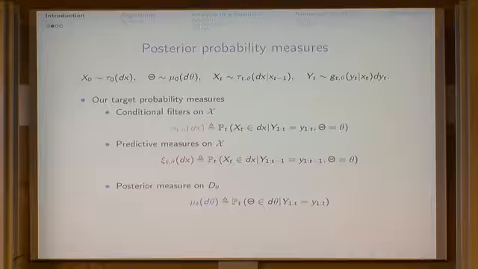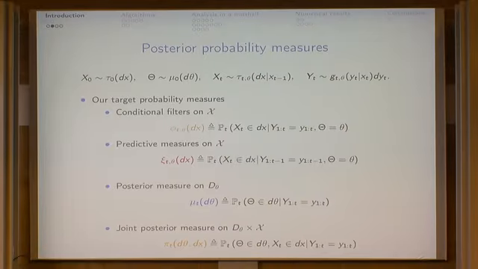And today we are particularly interested in the posterior for the parameter. So this is mu t, the probability distribution of my parameter given the observations up to time t. We'll also say something about the joint posterior measure for the states and the parameter.